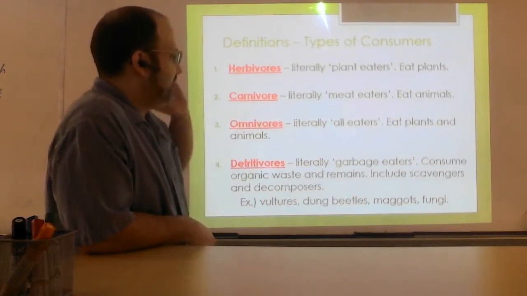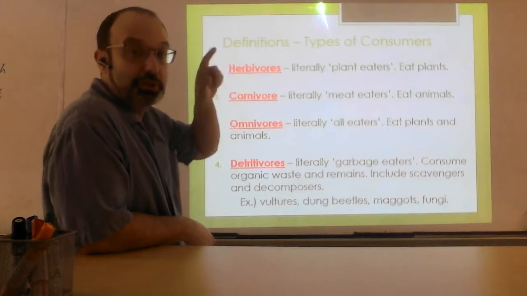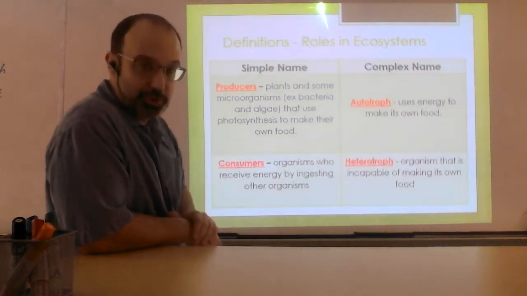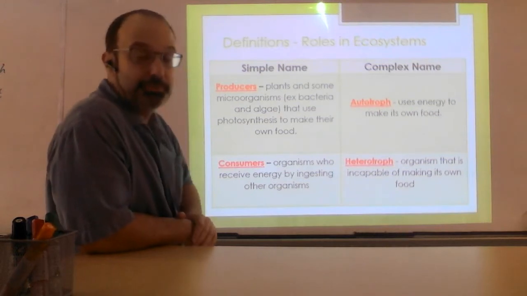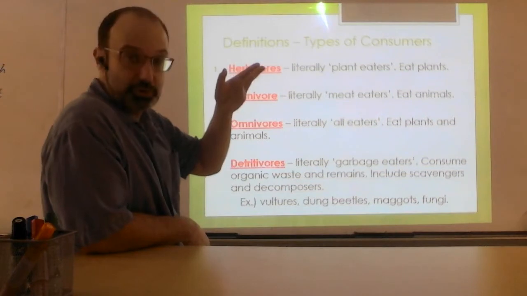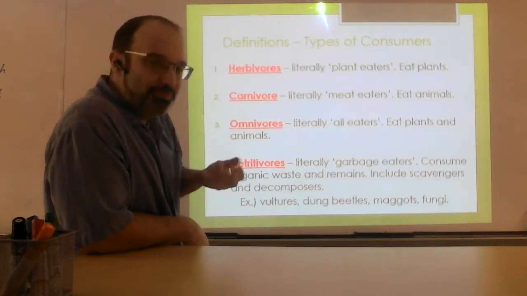So, each of these consumes a different type of initial energy source. All of these are technically, if we use the word from the last slide here, heterotrophs, because all of them need to consume something to live. But each of them consumes something different. Herbivores, of course, consume plants, then meat, everything, and garbage.